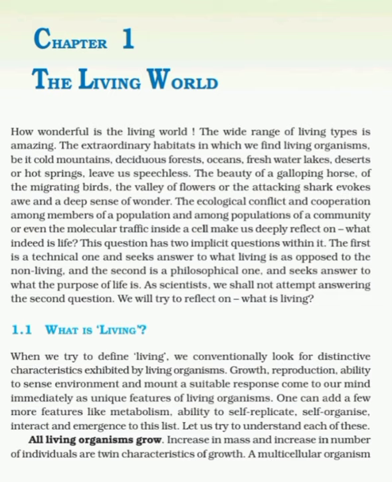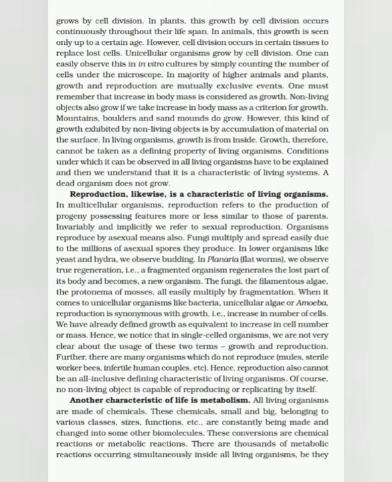A multicellular organism grows by cell division. In plants, this growth by cell division occurs continuously throughout their lifespan. In animals, this growth is seen only up to a certain age. However, cell division occurs in certain tissues to replace lost cells. Unicellular organisms grow by cell division. One can easily observe this in in vitro cultures by simply counting the number of cells under the microscope.